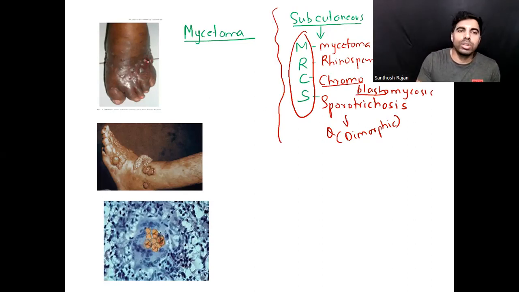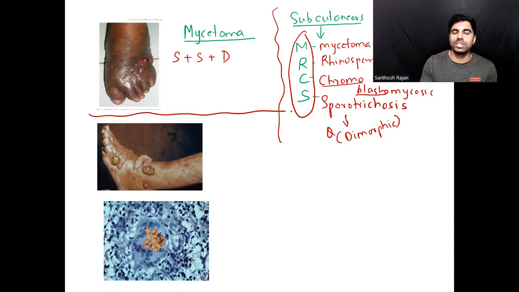Mycetoma, you know why it's mycetoma? It is because you see a swelling here, plus a sinus, plus discharge with granules. That's it. This type of thing comes in mycetoma. It could be actinomycetoma or eumycetoma, fungus or bacteria. I'm not talking about that here. We are just revising the pictures.